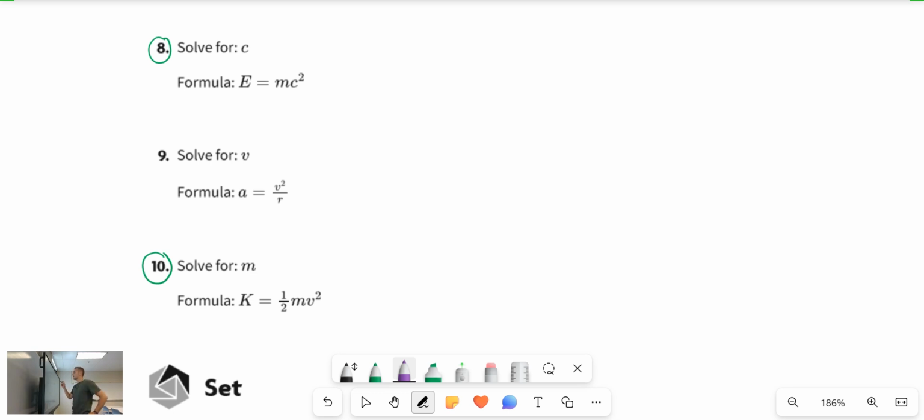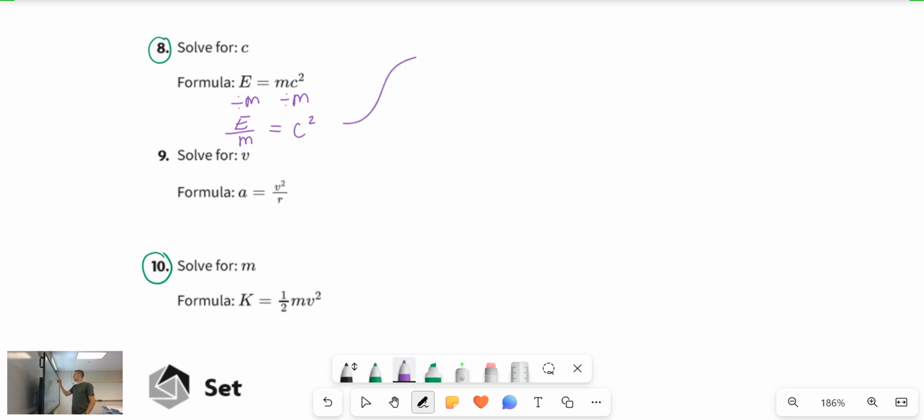Anywho, let's carry on here. Formula, E equals mc squared. We want to solve for C. The first thing we're going to do is divide both sides by m. Divide by m, divide by m. We now get E divided by m equals c squared.